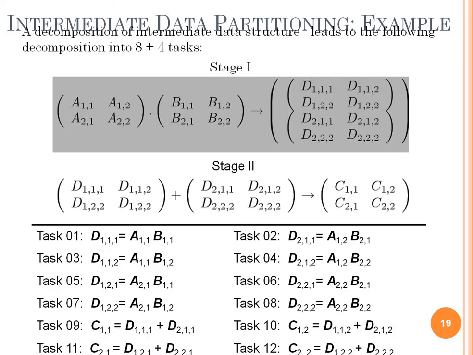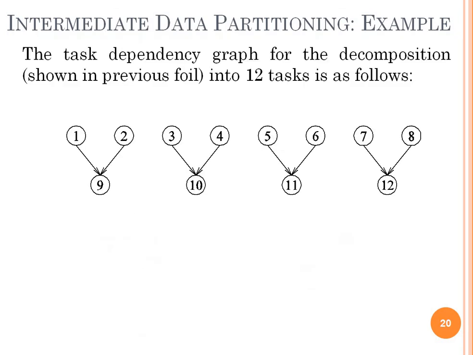So task 2. So we can draw the task dependency graph in this way. Task 9 is dependent on 1 and 2. Task 10 is dependent on 3 and 4 and so on. Finally, task 12 is dependent on 7 and 8. So in this fashion, the task dependency graph is generated for the decomposition. So this is all about the data decomposition method.